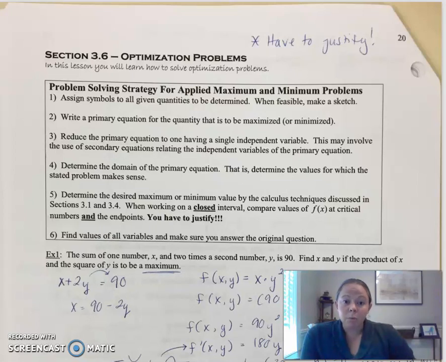Whereas with optimization problems, and you can see it says right here, problem-solving strategy for applied maximum and minimum problems, meaning you're finding the optimal amount, the minimum or maximum. And we have to justify our maximums, just like we've been doing in all the sections leading up to this. So that's the big thing with optimization problems: you have to justify your answer. That's going to be really big, whereas with related rates, we didn't necessarily have to justify. So let's do a problem and then we'll go through and read this box to make sense of it.